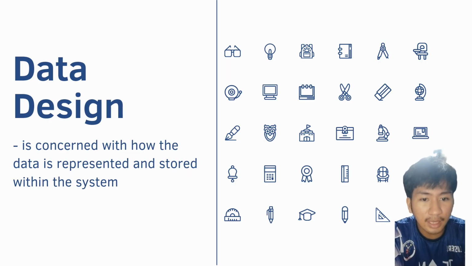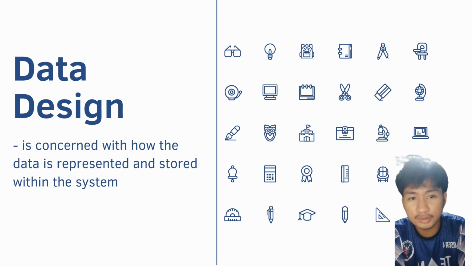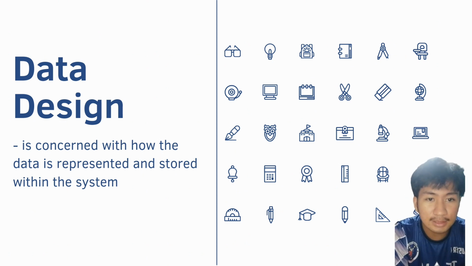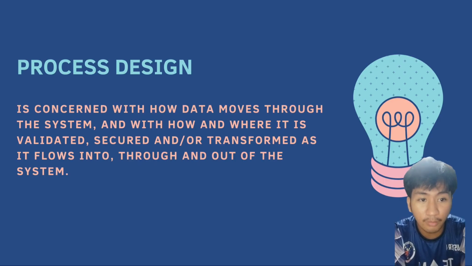Next is the data design. This is concerned with how the data is represented and stored within the system. Data design is all about saving data in the system or storing it within the system. And lastly is the process design, which is all about how data moves through the system, and how or where it is validated, secured, and transformed as it flows into, through, and out of the system.